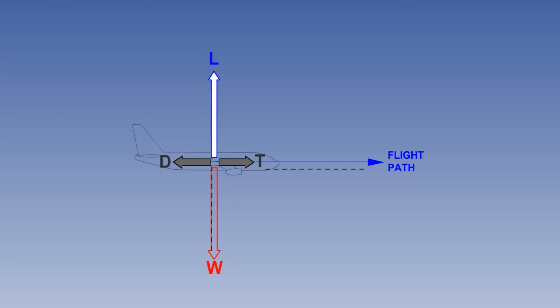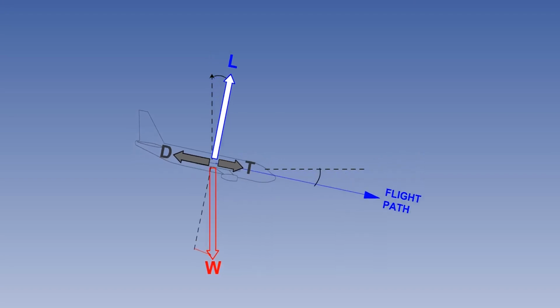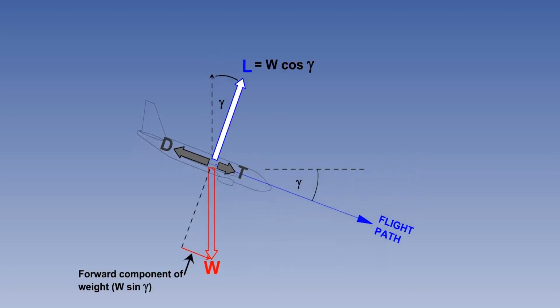In a descent, the disposition of the four forces, lift, weight, thrust and drag, will depend on how much power is used, but in all cases the lift vector is inclined forwards with the aircraft in a nose-down attitude. And the weight vector, as in the climb, can be split into two components. One, W cosine gamma, where gamma is the angle of descent, acts perpendicular to the flight path and is balanced by lift. And the other, W sine gamma, acts forward along the flight path and adds to the thrust, which is reduced for the descent.